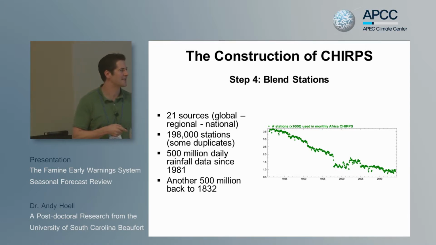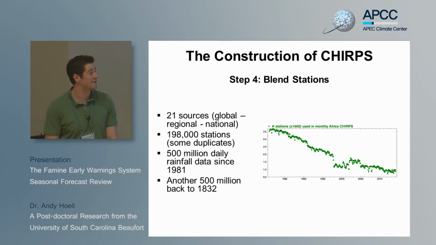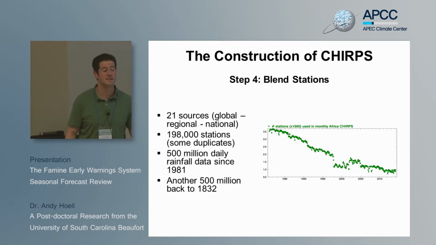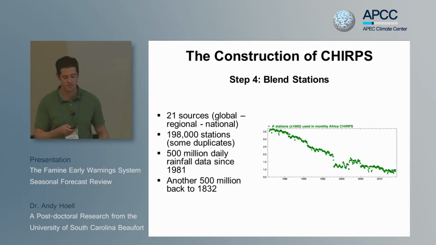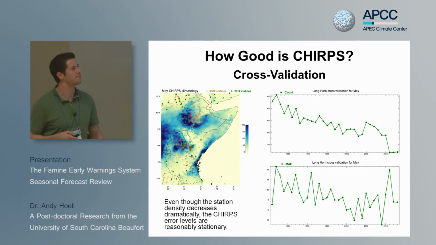But back to 1981 here, 500 million daily rainfall data. So this is what goes into CHIRPS here. This is what we blend together with the infrared precipitation product that we've created.